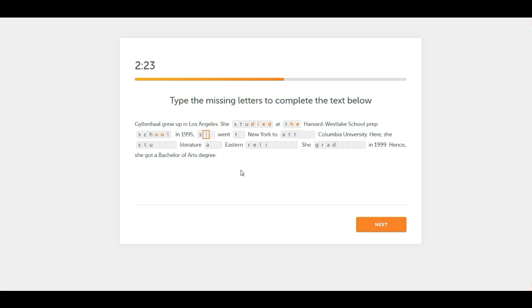In 1995, she went to New York to attend Columbia University. Full stop. Here she studied. See, this word studied is again repeated. Literature and conjunction and Eastern religions. So "religions" is given. So GN we have to add over here. And she graduated in 1999.